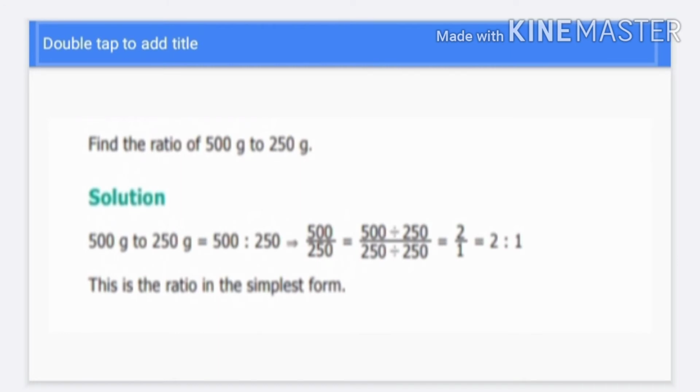Find the ratio of 500 gram to 250 gram. Both the quantities are in same unit, that is gram. Write the ratio in fraction form. 500 divided by 250, cancel by 250 table. 250 into 2 equal to 500. 250 into 1 equal to 250. Equal to 2 by 1. The ratio is 2 is to 1.